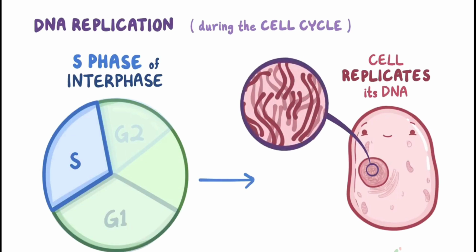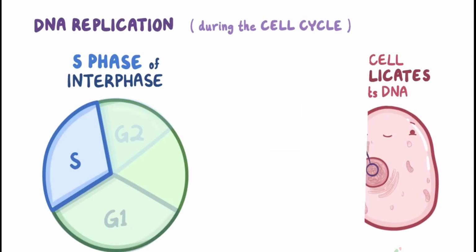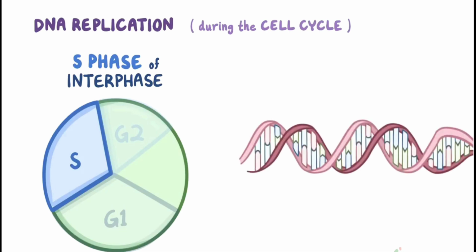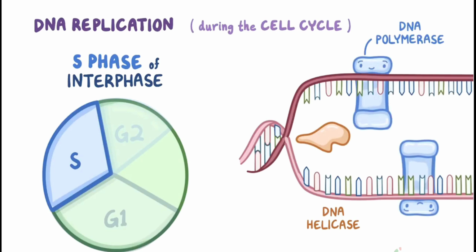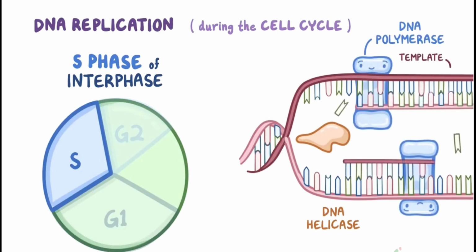DNA during mitosis. If we zoom onto the double-stranded DNA, we can see that during DNA replication, the 2 DNA strands are separated by an enzyme called DNA helicase. Then another enzyme, DNA polymerase, uses each of the single strands as a template and adds complementary nucleotides to it.